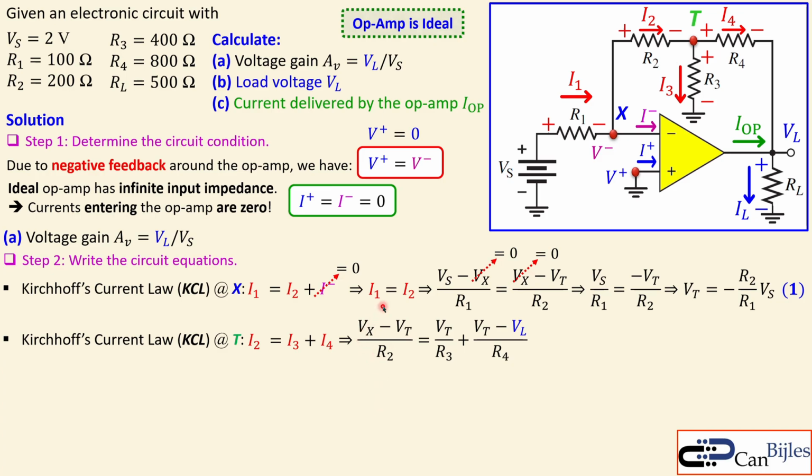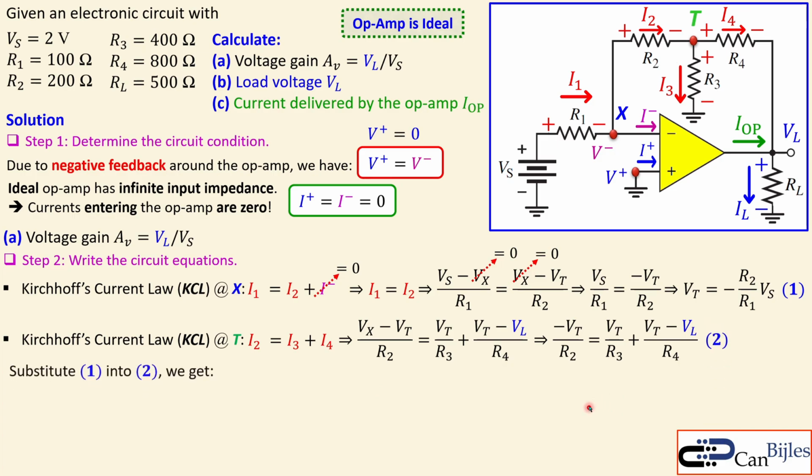Now we know Vx is 0, so we can again write this in this form. Now we have our second equation. What we now do is, since we want the V load over V source, we also want only the V load and V source in our expression. So if I look at this expression, I also have Vt. So I need to replace this by another expression, and we have this. This is equation number 1.